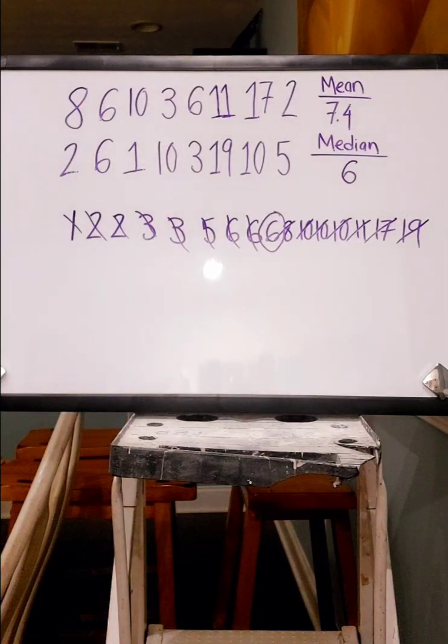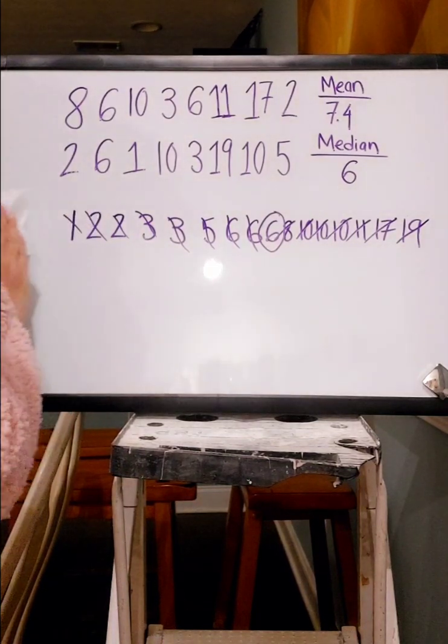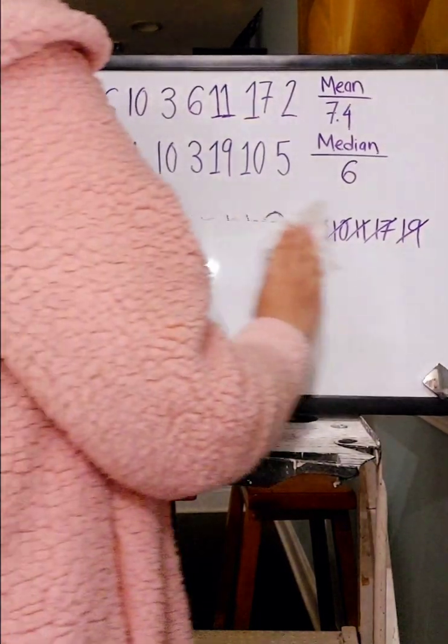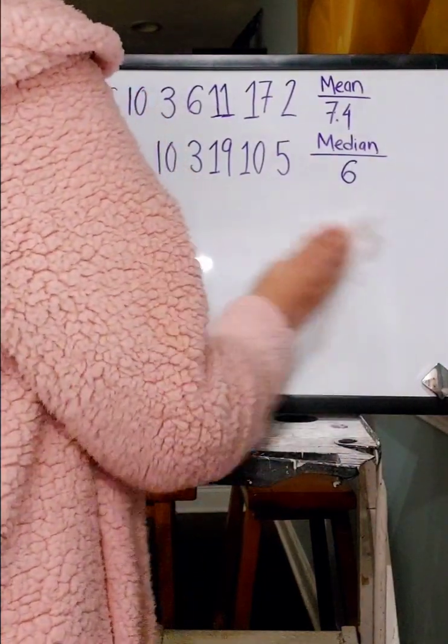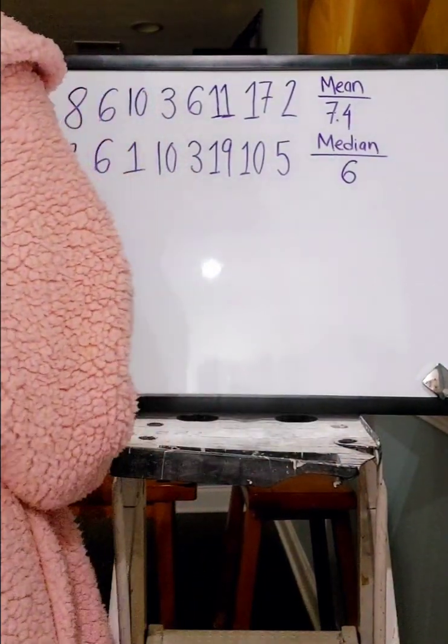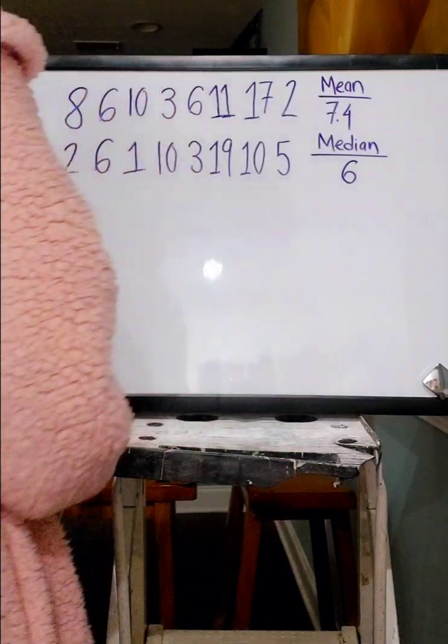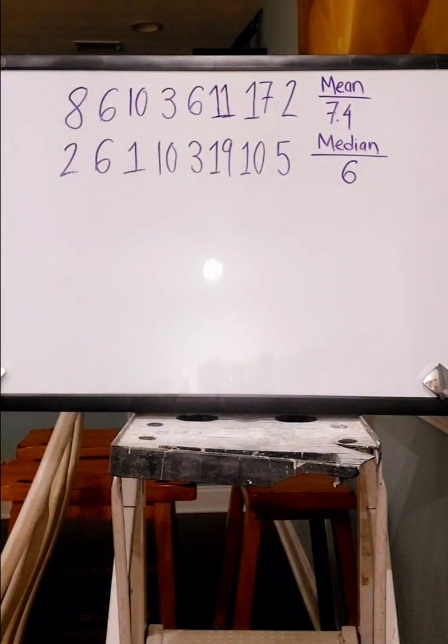Now that was actually quite simple, but it won't always be that simple. Sometimes you get 2 numbers in the middle. But for that case, you would add them together and then just divide by 2. Thankfully, this was an easy case though. So now we're going to move on to the mode.